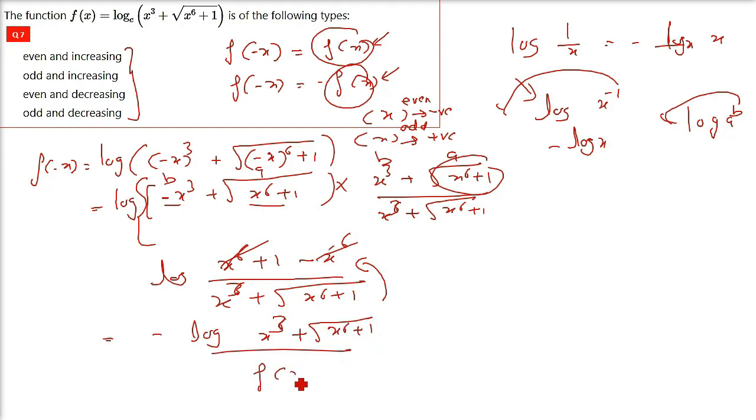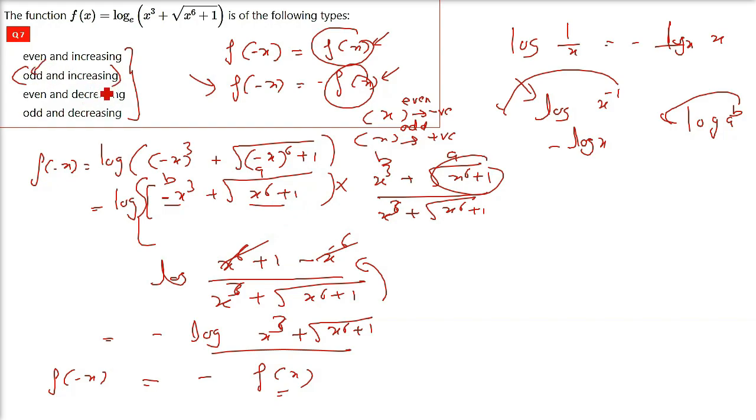Now what is this? This is f(x). And what is this? Negative. So when we placed negative x in place of x, then we got the negative of this function, negative of f(x). f(-x) is -f(x). So this is the odd function. So the answer can be the second one or the fourth one.